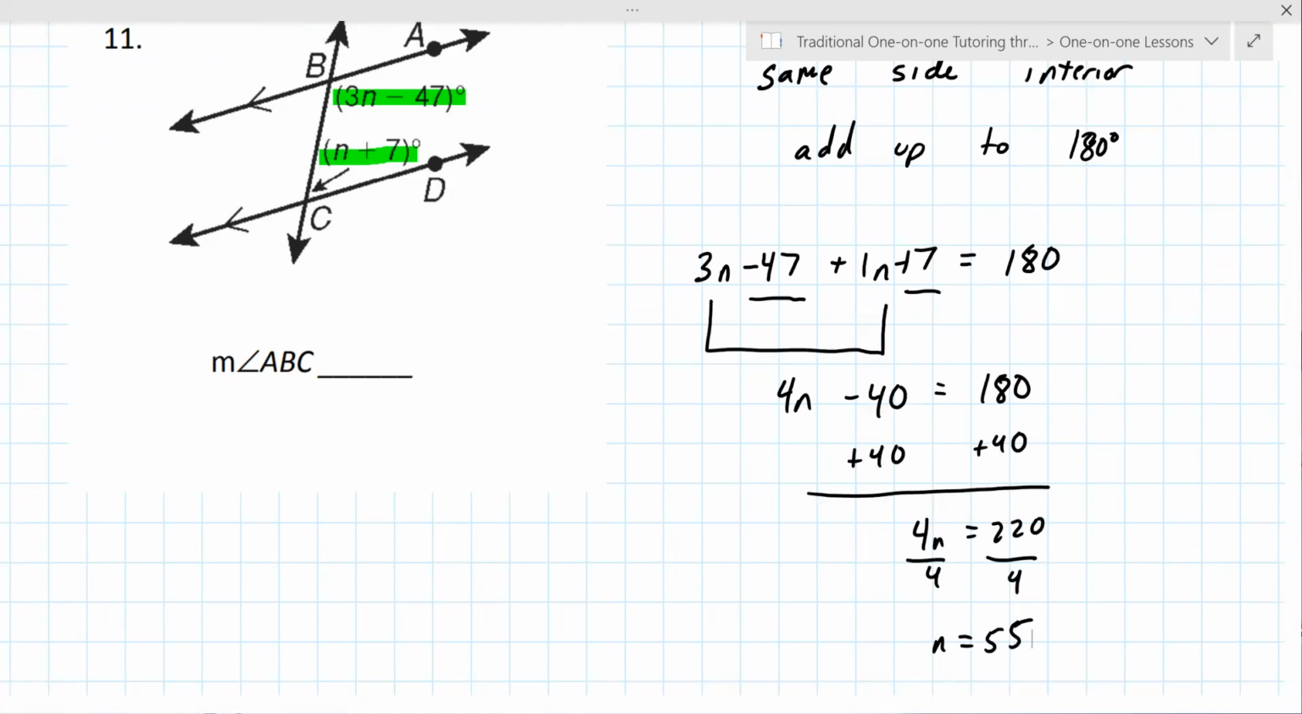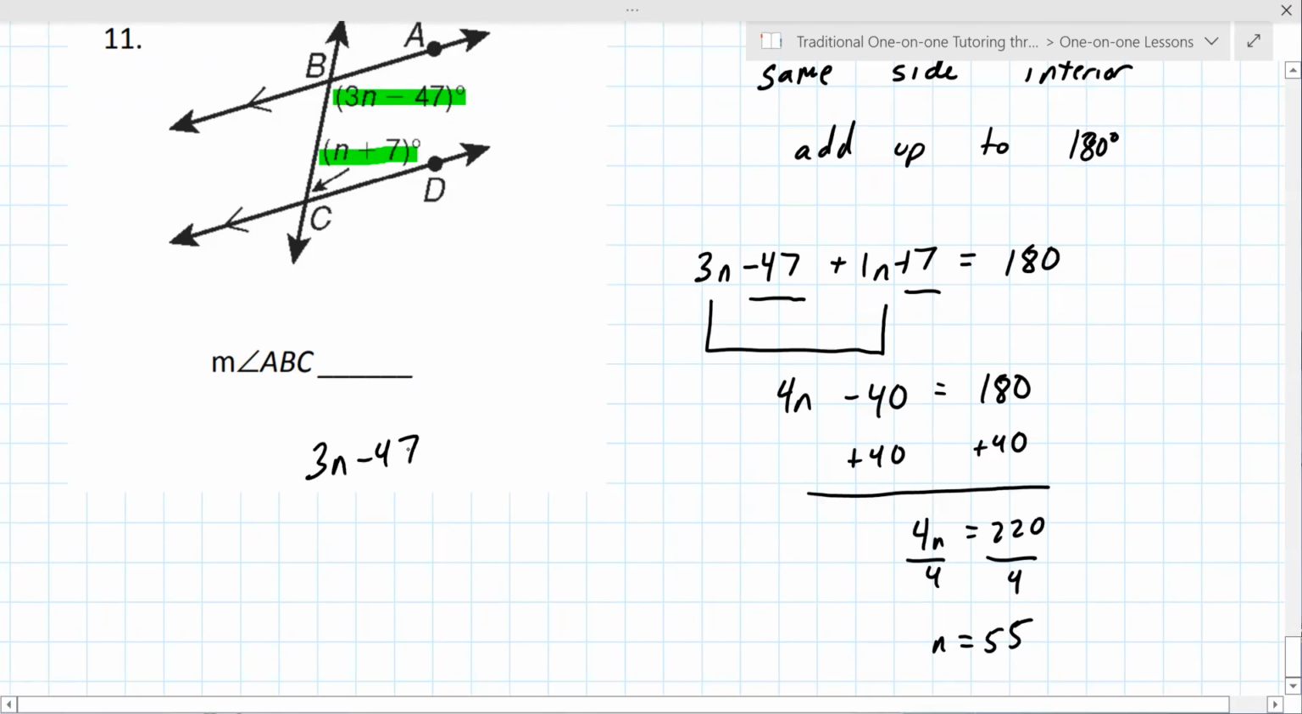And it might look like it's correct, but really you've got to be careful when you answer these. So to find the measure of angle ABC, you have to put it back into 3n minus 47. So there's a bit more work to do. 3 times 55 minus 47. If you've got a calculator, you could do this by hand. You've got 165 minus 47, or 118 degrees.